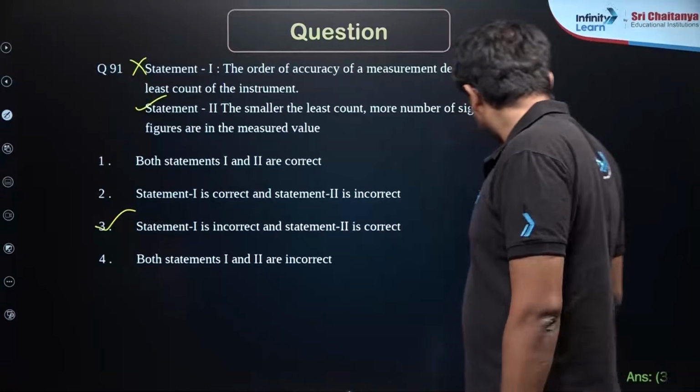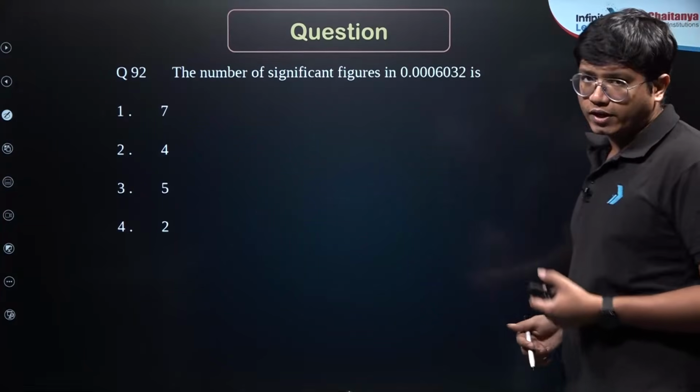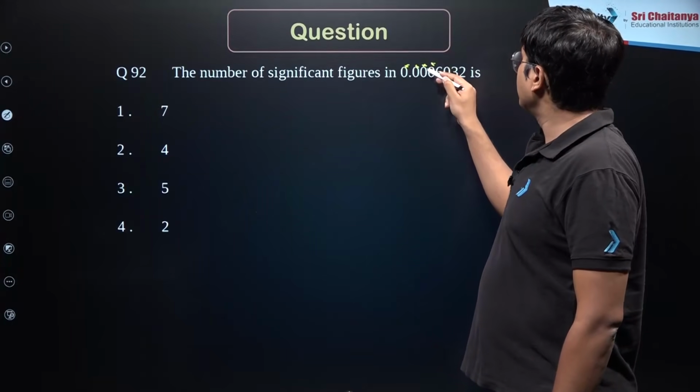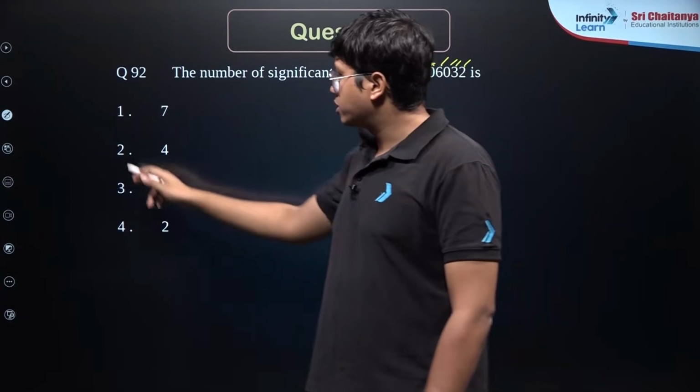It's option 3. Next one, the number of significant figures in this over here, that's 4 because the beginning zeros are never significant. You have 1, 2, 3 and the 0 is in between two non-zeros, so that's 4 digits. Option 2.